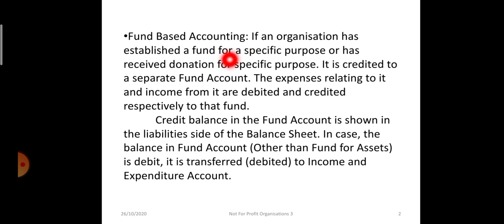Whatever fund is received for a specific purpose is credited to a separate fund account. Like donation, sports fund, annual function fund, or library fund. So a separate account is created, income is credited to that, and expenses are debited. The credit balance will be shown on the liability side and the debit balance to the income and expenditure account.